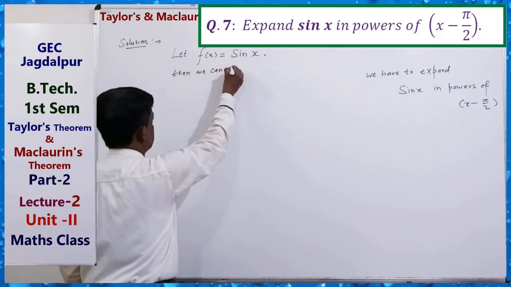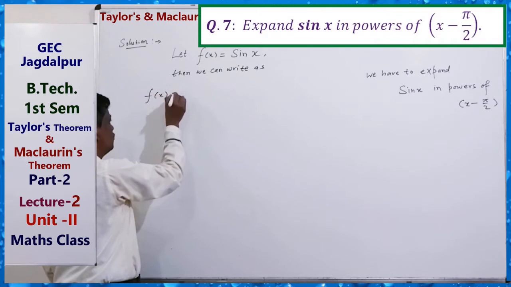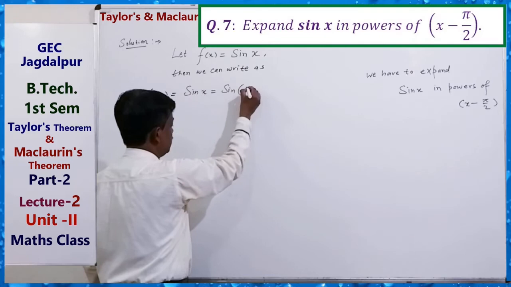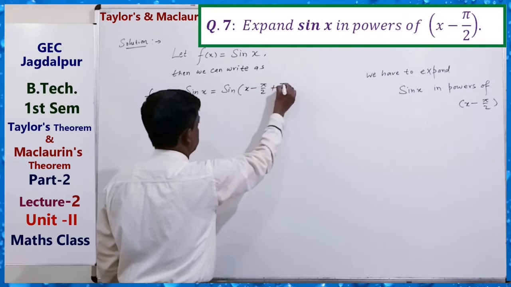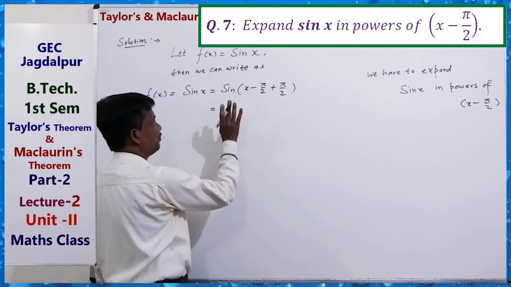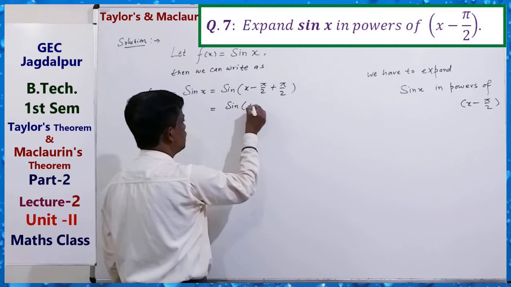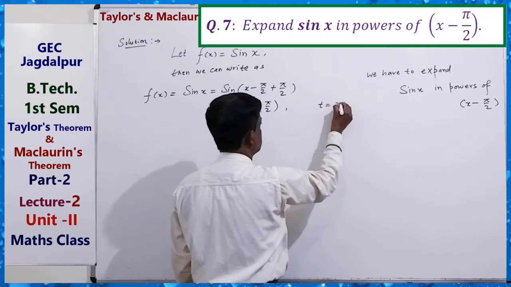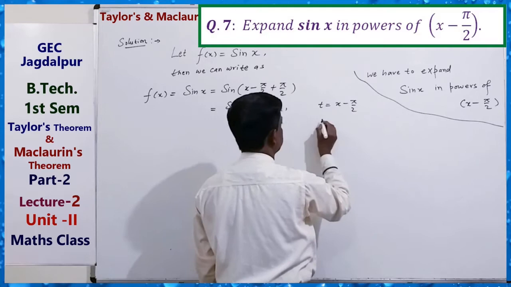We can write f(x) equal to, we can use the Taylor series formula, but we can also use this method: sin x equals sin of (x minus pi by 2 plus pi by 2), and this equals sin of (t plus pi by 2), where t equals x minus pi by 2.